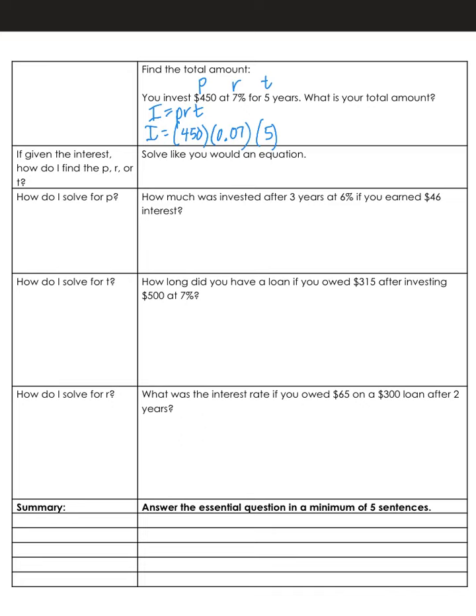When you plug that into the calculator, you are going to get I equals $57.50. That is not our answer, right? Because it's asking for the total amount. So what we need to do now is we need to take the initial amount, which is the principal. We need to take the principal and we need to add the interest. So we need to do 450 plus 57.50, and we're going to get $607.50. So that is our answer.